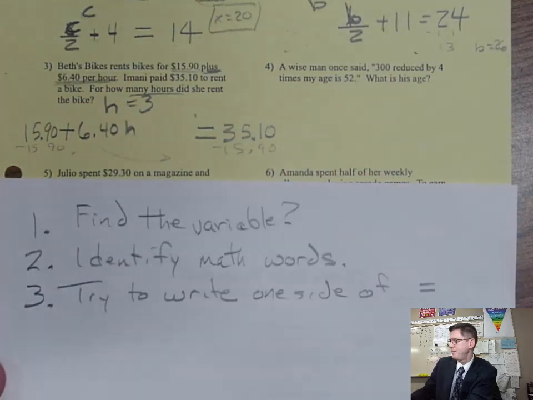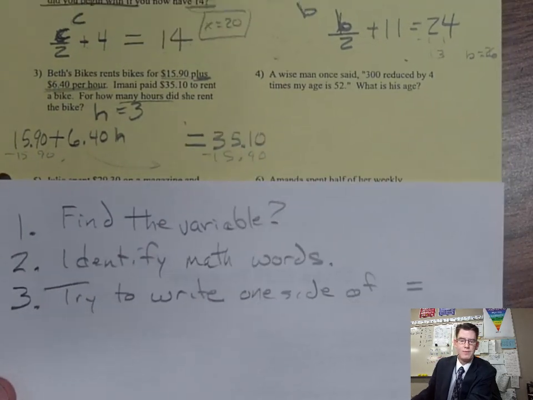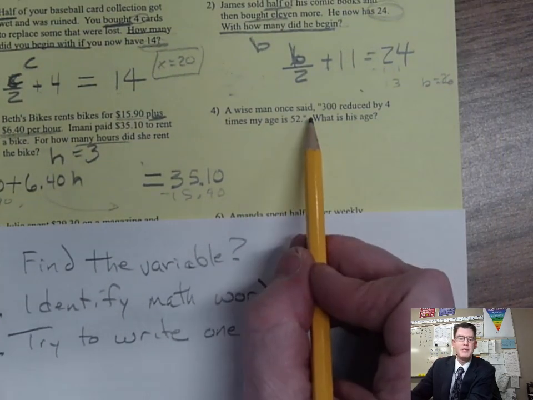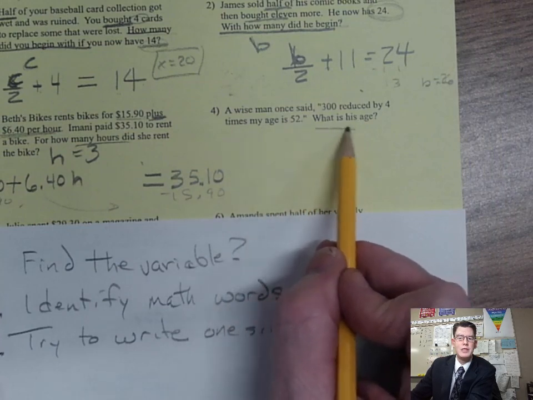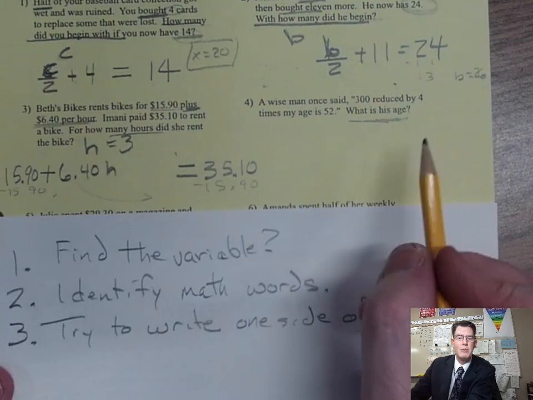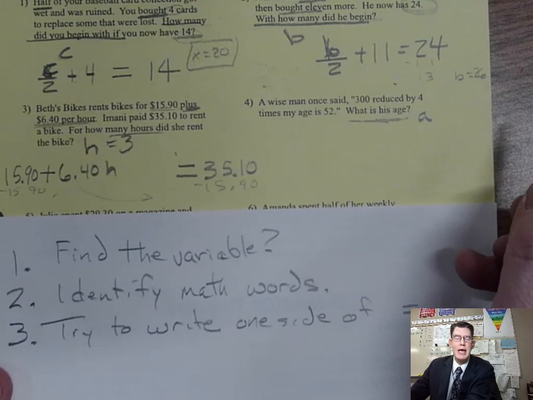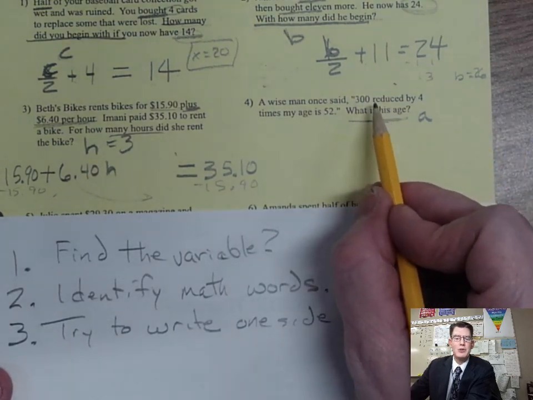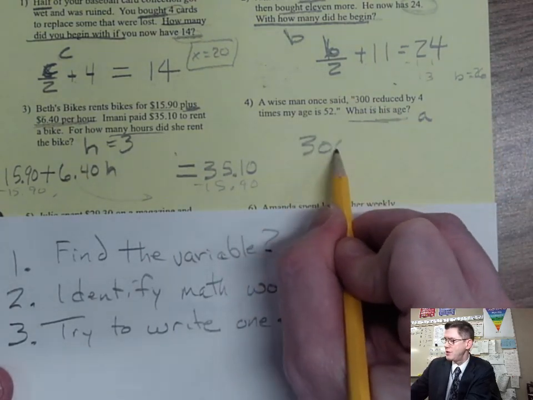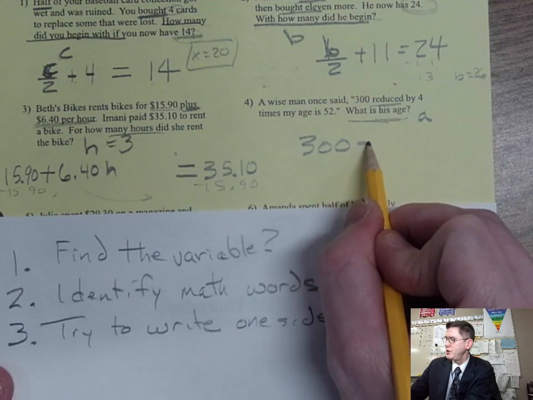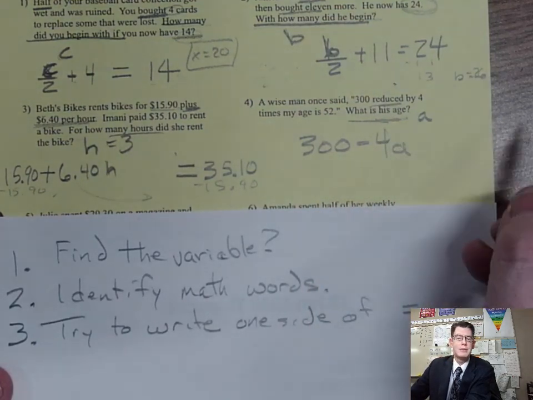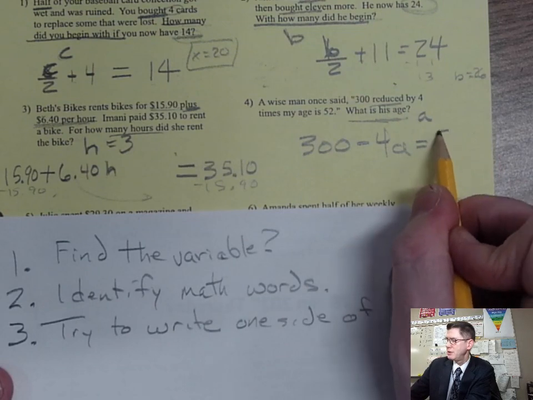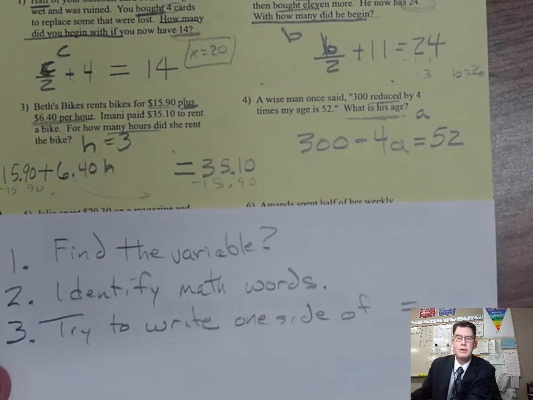And number 4, a wise man once said, 300 reduced by 4 times my age is 52. What's his age? So step 1, find the variable. Variable's going to be an age. And then this was just kind of written it out. So it's 300 reduced by 4 times the age is 52.